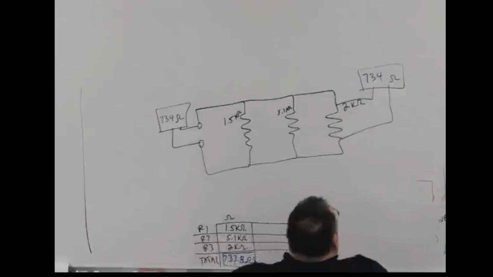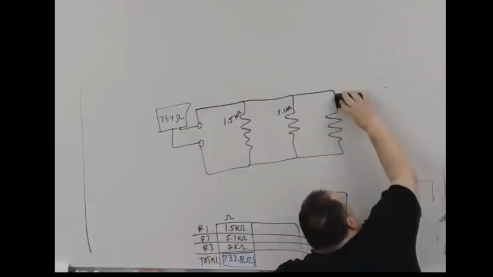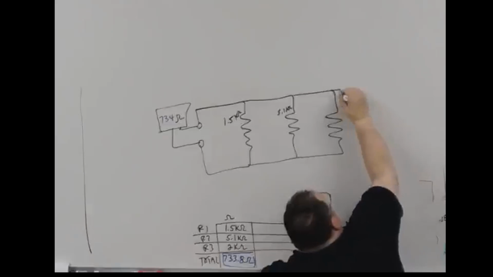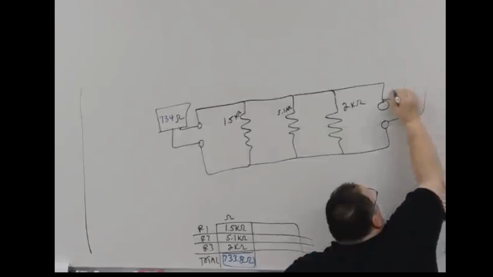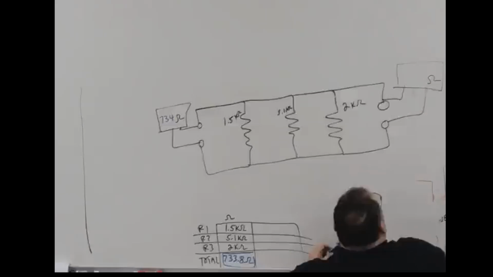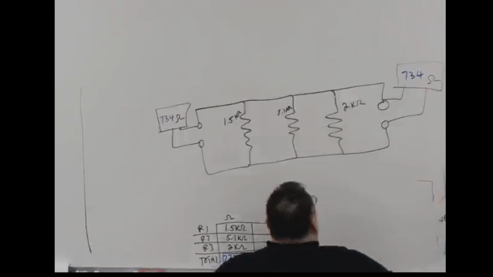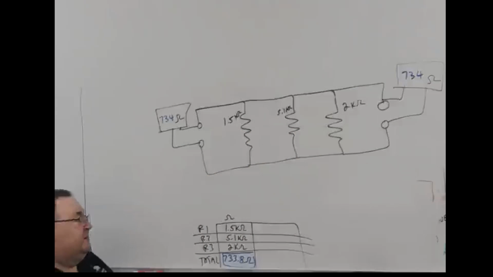So, if we had an additional resistor in this circuit, however it became open, we will still read that same value of 734 ohms because it just doesn't matter. These resistors are in parallel. So that doesn't mean we can't troubleshoot it. It just means we have to troubleshoot it differently.